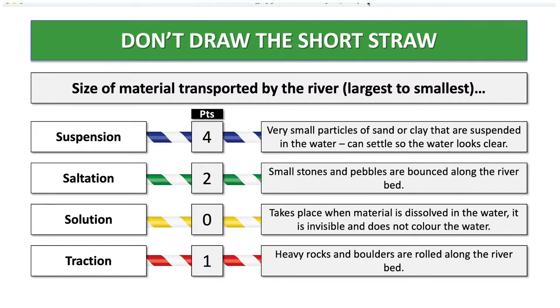Solution, I'm afraid, 0 points for that. So I'm really sorry, Kian. And that's when we have material being dissolved in the water. It's invisible, doesn't colour the water, it's those chemical changes. And finally, 1 mark if you've got traction. So that's where heavy rocks and boulders are rolled along the riverbed. We're going to go into those in a little bit more detail next.